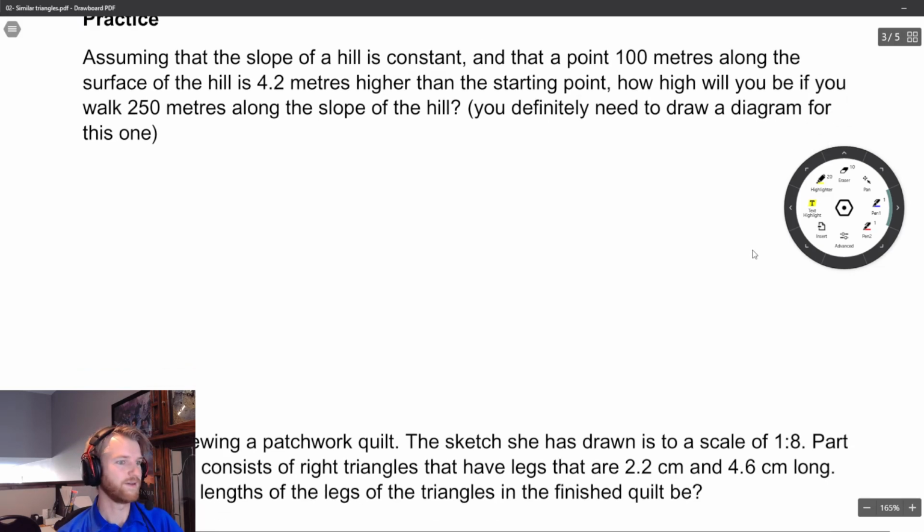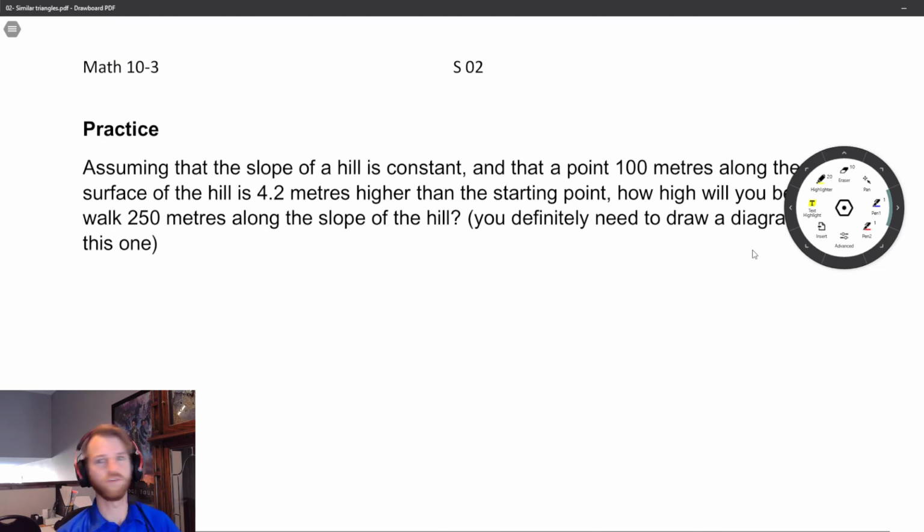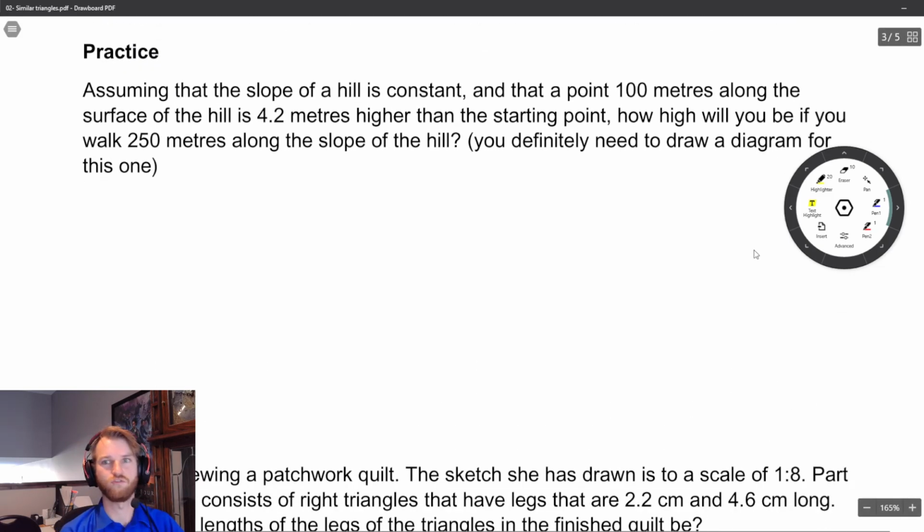I'm not going to do these next 2 questions, but I did just want to quickly show a diagram to get you in the right mindset for how to answer this one. This one is a bit confusing if you can't quite picture it. So it says, assuming the slope of a hill is constant, and that a point 100 meters along the surface of the hill is 4.2 meters higher than the starting point.